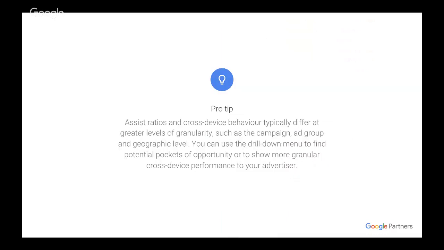Next, a pro tip for you. Assist ratios and cross-device behavior typically differ at greater levels of granularity. We mentioned that you can choose this at the campaign, ad group level, even geographic level. And you can use the drill down menu to find potential pockets of opportunity or to show even more granular cross-device performance to your clients.